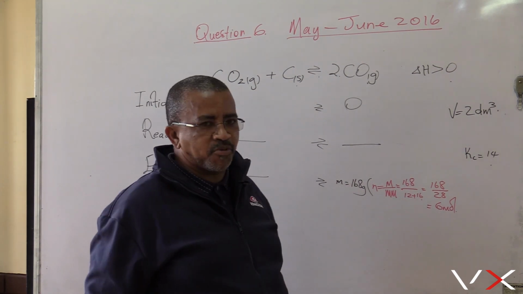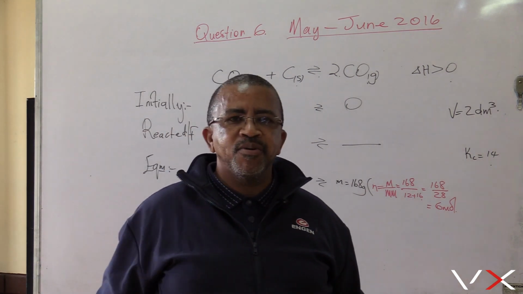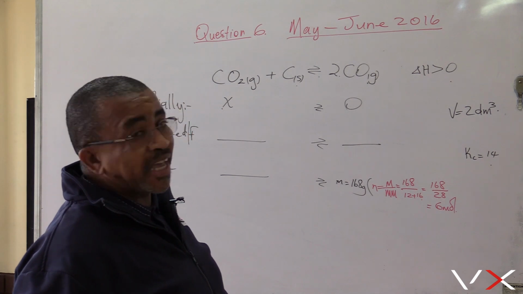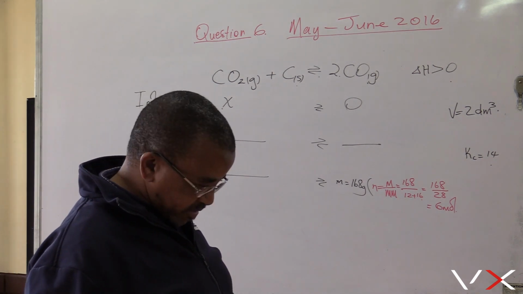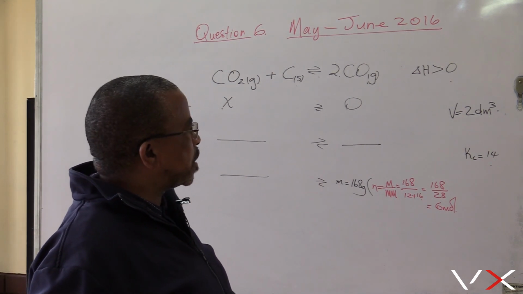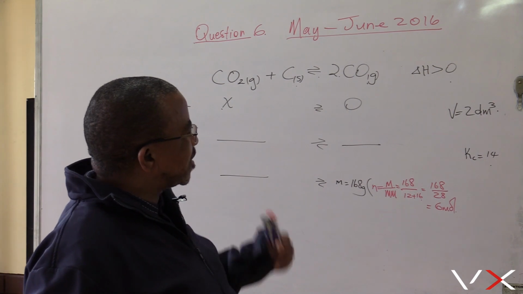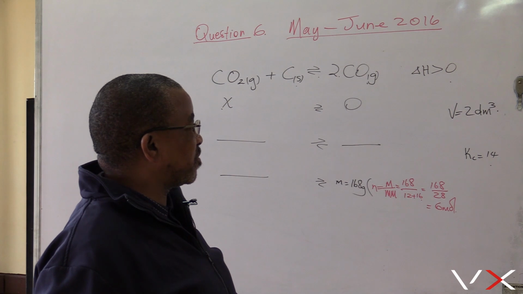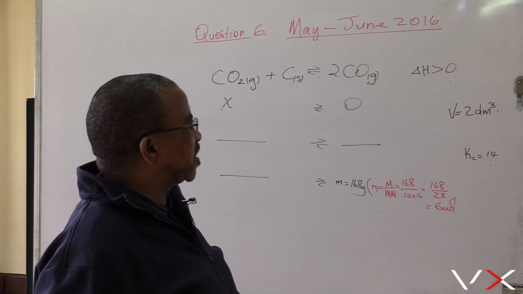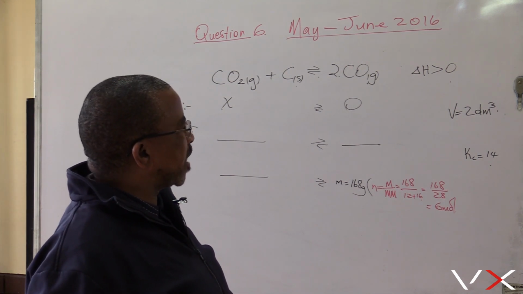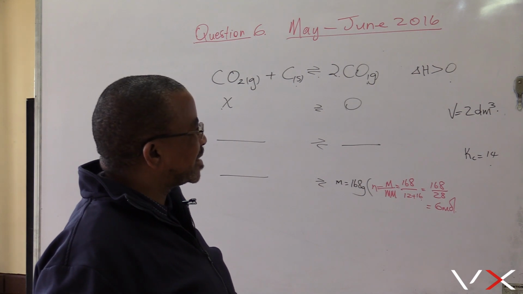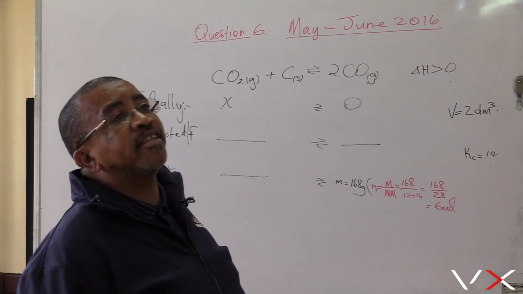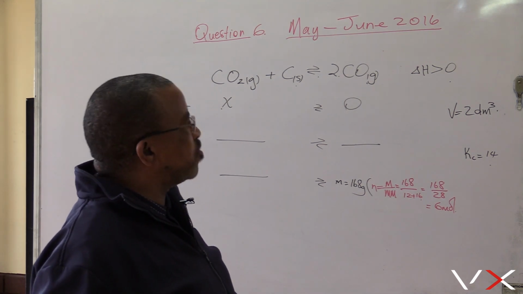No calculation is required. The Kc value gives us the ratio between concentration of products as against the concentration of reactants. So siyathola ukuthi at equilibrium njengoba uKc is greater than 1, Kc is 14, which means the concentration of products is larger than the concentration of the reactants because the value of Kc is greater than 1. 2 marks.